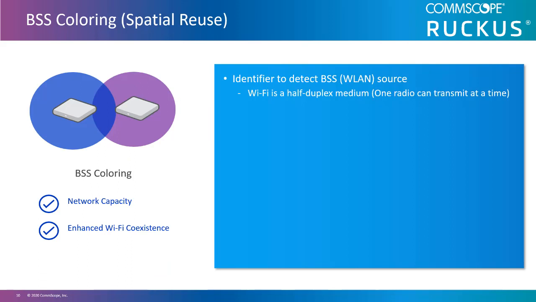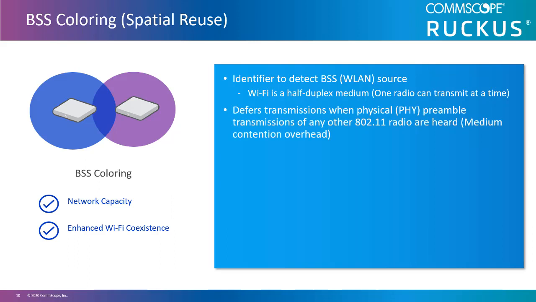Another 11ax feature is the addition of BSS coloring. This feature is called Basic Service Set Color Identifier that is attached to each PHY header to indicate what wireless LAN and device it was transmitted from. Since Wi-Fi is a half-duplex medium, only one radio can transmit on a frequency domain or channel at a given time. An 802.11 radio will defer transmissions if it hears a PHY preamble transmission of any other 802.11 radio at the signal detect threshold of 4 decibels or greater. This is referred to as medium contention overhead.